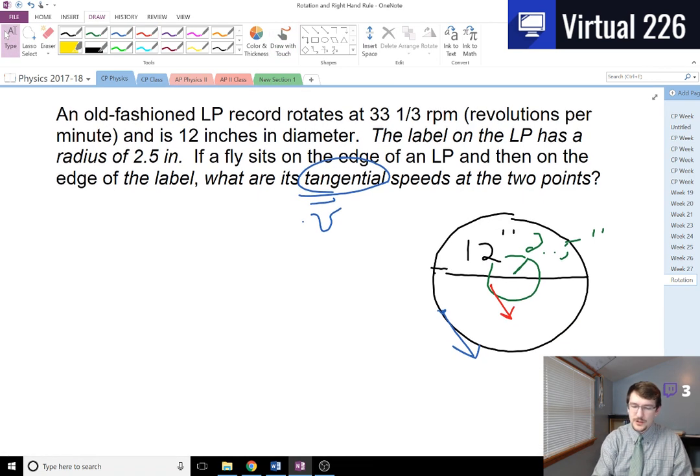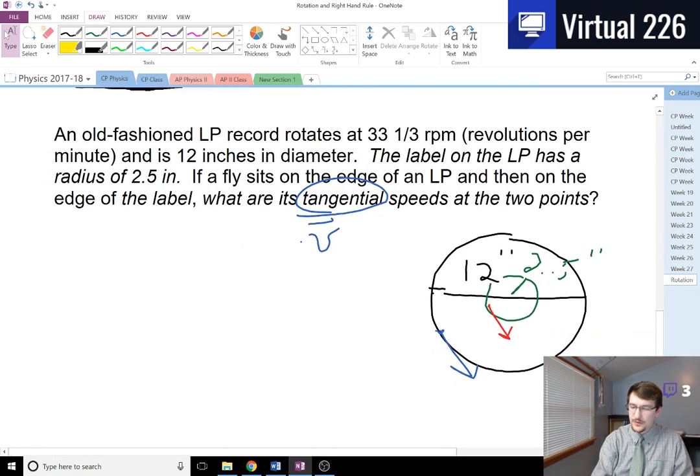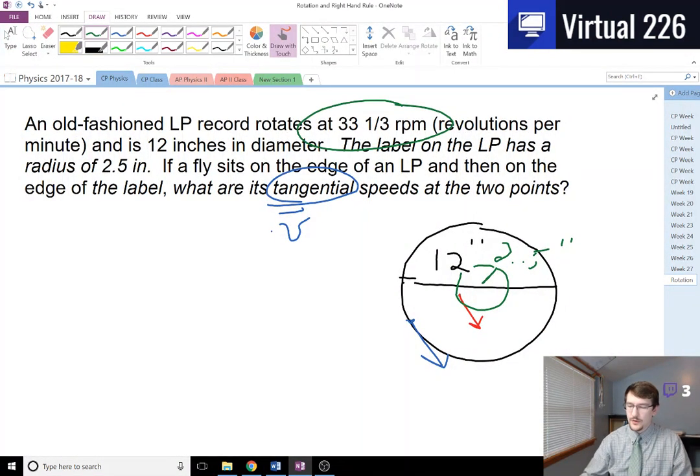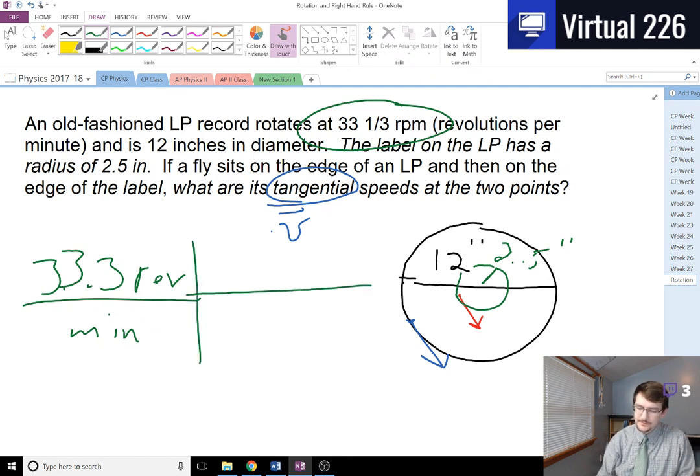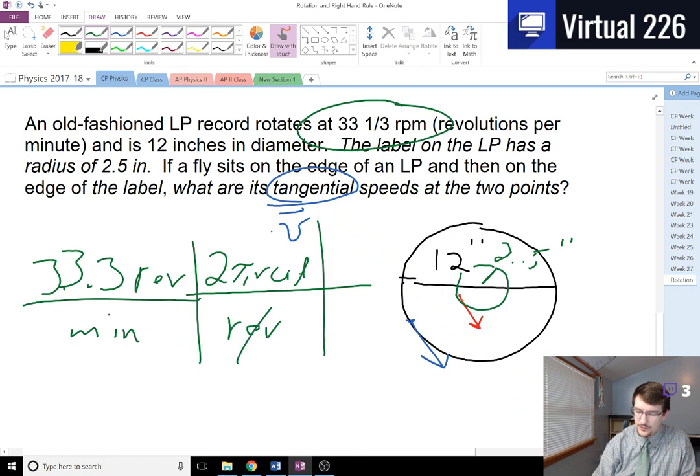The first thing we have to do is sort out this 33 1/3 revolutions per minute, because that's a nasty little unit. We're not doing anything crazy here. This is just a unit conversion to get it into something nice like radians per second. So we've got 33.3 rev per minute, and a big train track going here. I know that there are 2 pi radians per rev, so the revs go away. And in 1 minute there are 60 seconds, so the minutes go away.